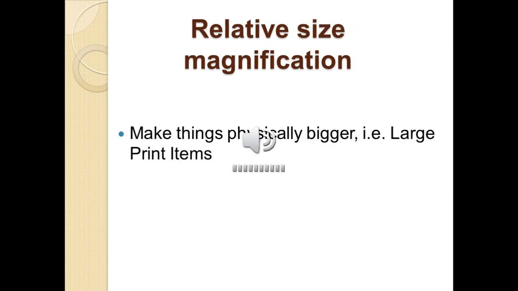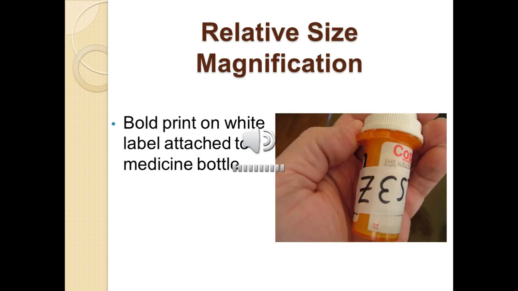Another thing we can use, relative size magnification. Well, that's a simple one. It's making things physically bigger. The main place you would see this would be in large print items. This is someone who has a pill bottle. The writing on pill bottles is notoriously small, and so what they do when they get their bottle is they put a sticker on it and they write in very large letters what it is, and that makes it easier.